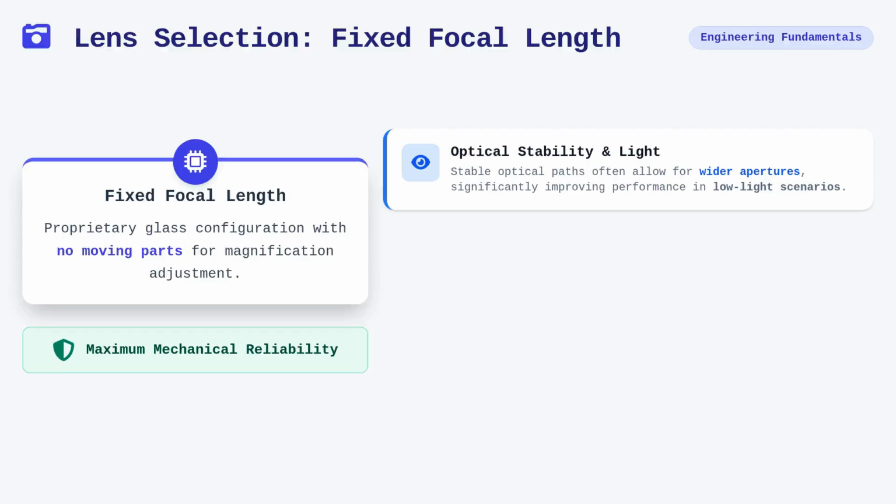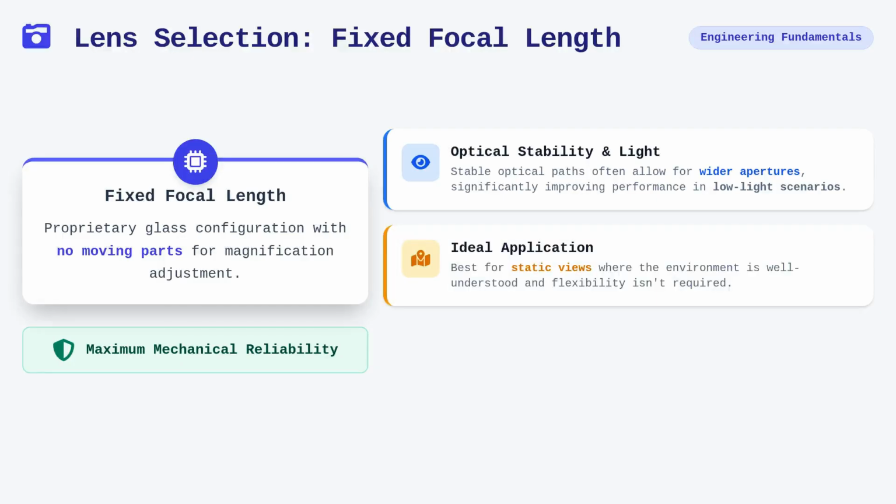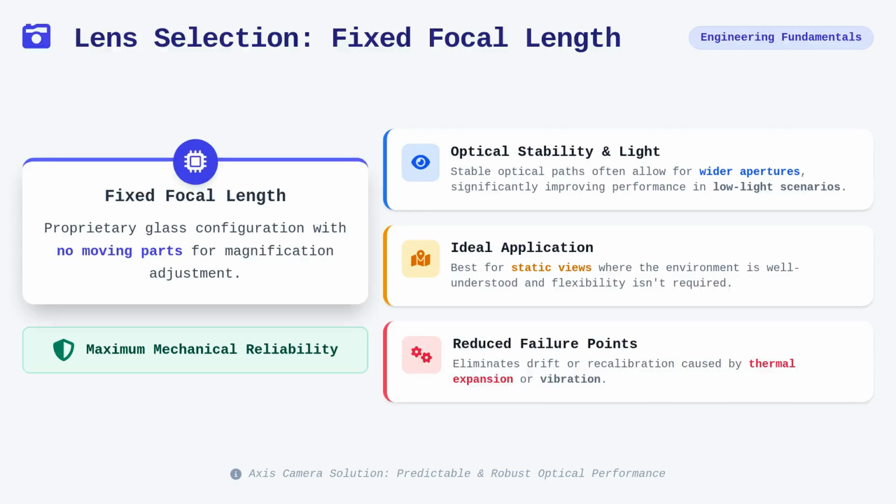These lenses are most appropriate when the installation environment is well understood, or the camera's location provides a static view that does not require compromise for the sake of flexibility. An Axis camera equipped with a fixed lens provides a predictable and robust optical solution that minimizes the mechanical points of failure within the camera housing. Reliability is the primary advantage here, as the simplicity of the design results in fewer components that could potentially drift or require recalibration due to thermal expansion or vibration.